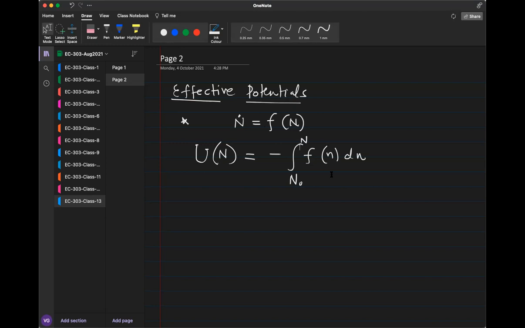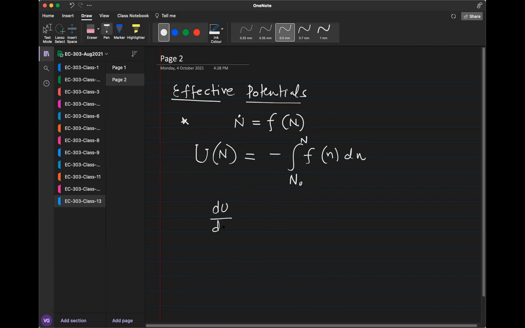So f is the growth function. I'm integrating this and then creating a new function u of n. This u of n has an interesting property. To see that, how do we do that? If you want to invert this, what do you get? Let's take du by dn on the left hand side. Take the derivative. What is the derivative of this? This will be minus f of n. So these two are basically equivalent. This is the integral form. This is the differential form.